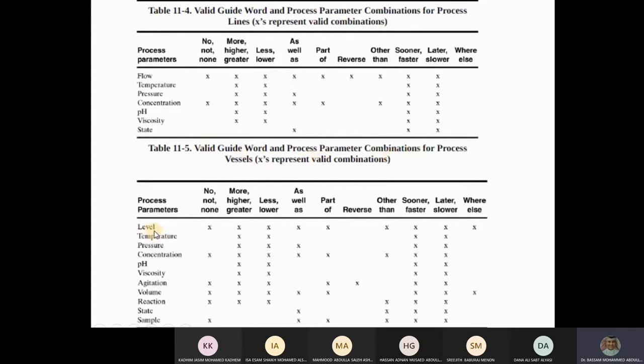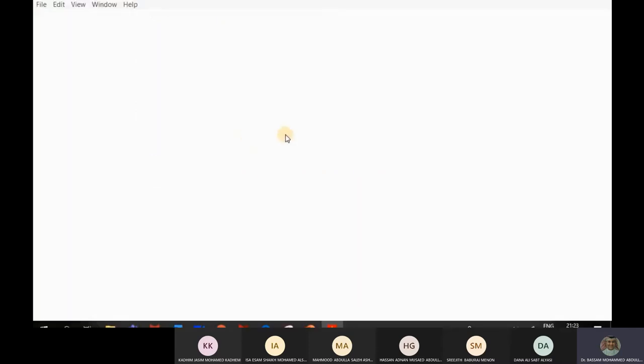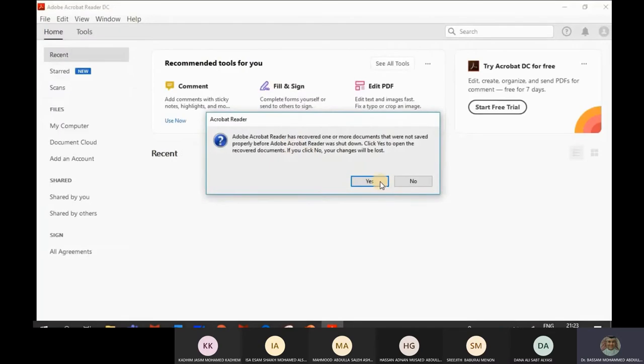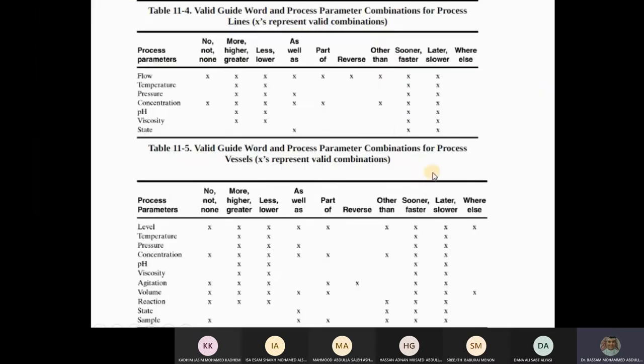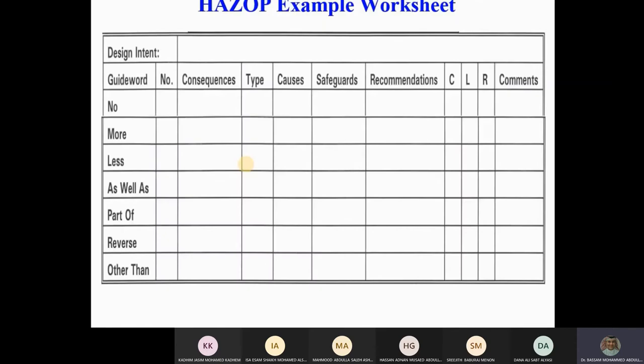for process combinations, such as level, temperature, pressure. So these are two beautiful tables, sorry for that. This is for the process lines and this is for the process vessels. Okay, it's good to have guidelines for us.